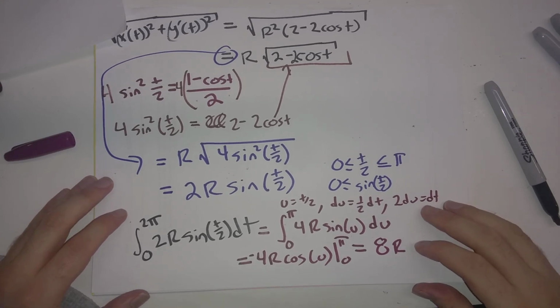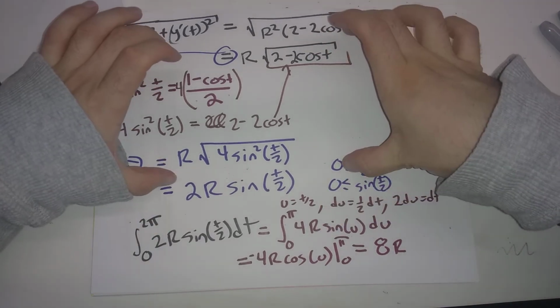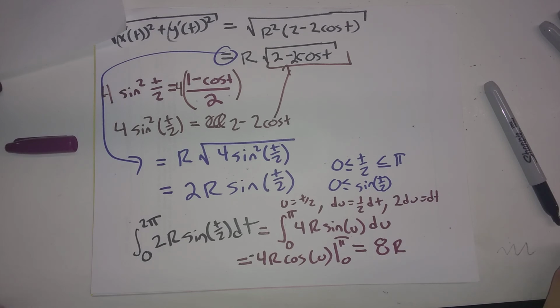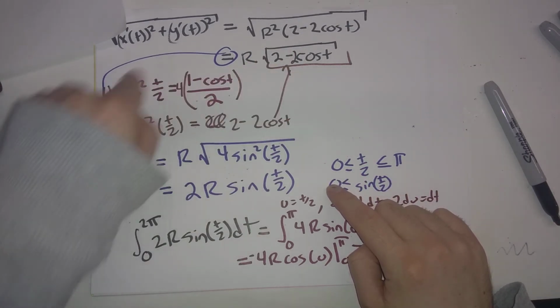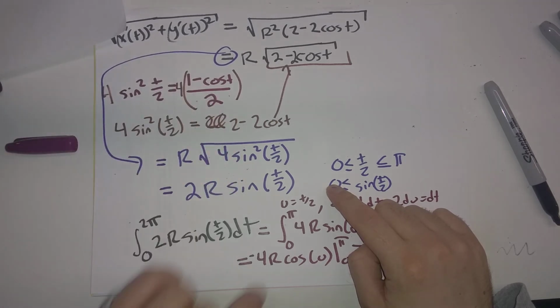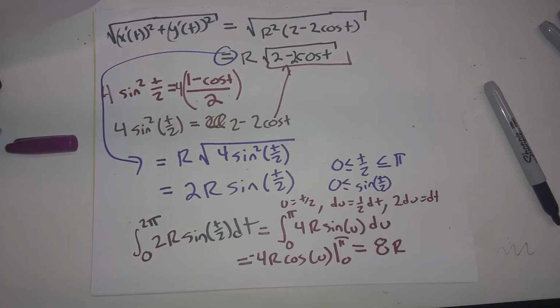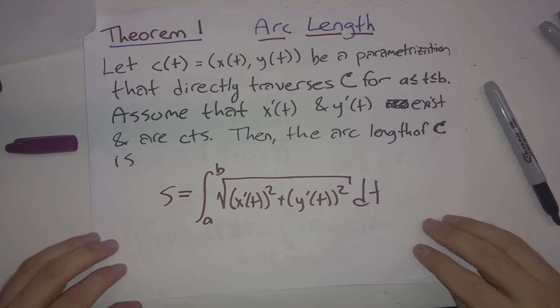Okay, so a lot going on there. Manipulating the square root to see that this was a perfect square in the square root was tricky, especially because you have to recall this trig identity here. And of course, we are using this arc length formula.